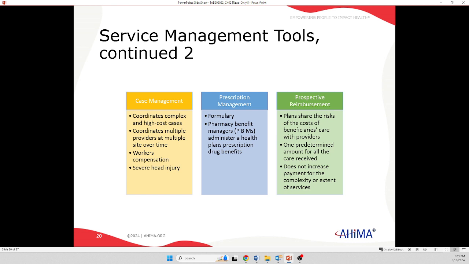So if you had to summarize how they control costs, it would be with selecting the providers carefully, medical necessity, utilization review, gatekeepers, PCP, case and prescription management. It would be everything off of this slide and the slide before. That's how they would control their cost.